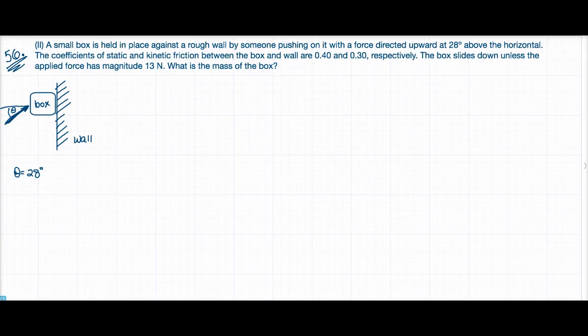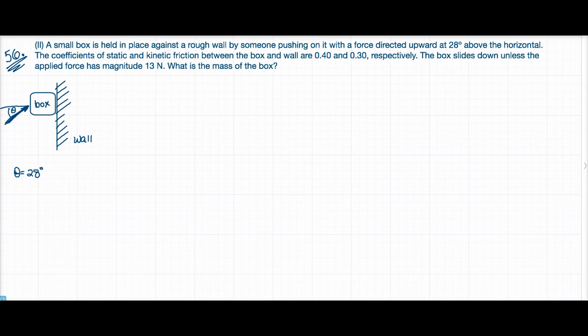This problem is a little different from the ones associated with this problem set. It says a small box is held in place against a rough wall by someone pushing on it with a force directed upwards at 28 degrees above the horizontal. The coefficients of static and kinetic friction between the box and the wall are 0.4 and 0.3 respectively. The box slides down unless the applied force has a magnitude of 13 newtons. What is the mass of the box?